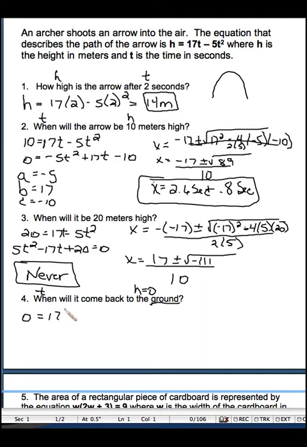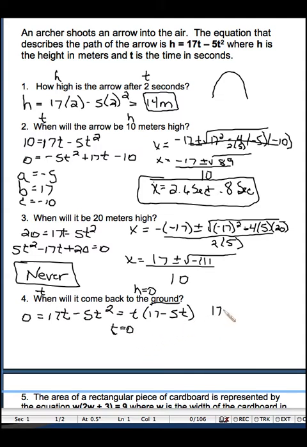17t minus 5t squared. On this one, you don't have to use quadratic. We can just factor out a t, and that leaves me with 17 minus 5t. This t right here is the starting point. That's where time is going to equal 0. That's where the arrow starts.